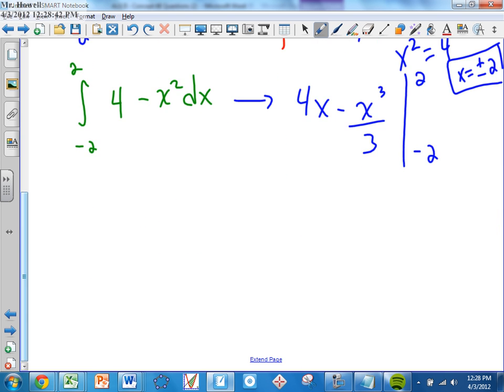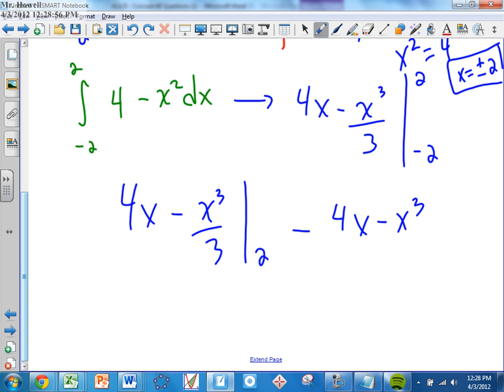What Kenny is saying is this, guys. You know how you have to evaluate the upper limit, and then you evaluate the lower limit, and then you subtract? He writes it like this. That's what Kenny does. That's fine. He's saying take the 2, plug it in, take the negative 2, plug it in, and subtract your answers, which is exactly what we do for integration.